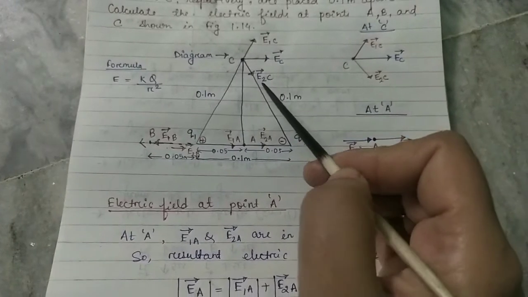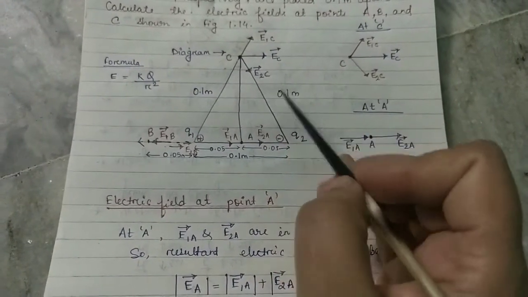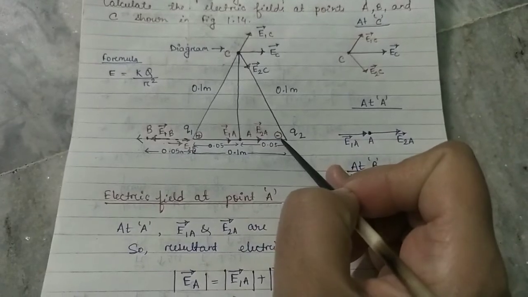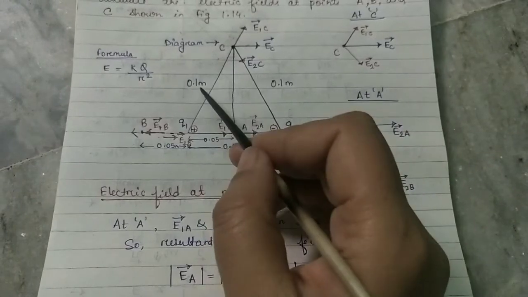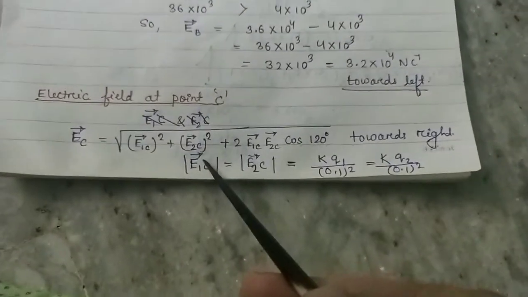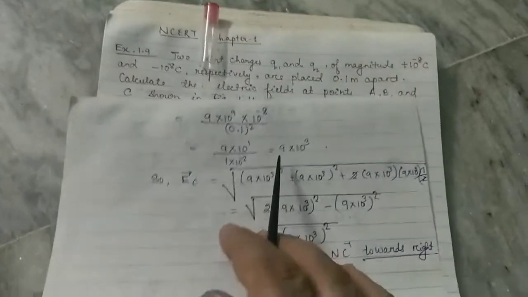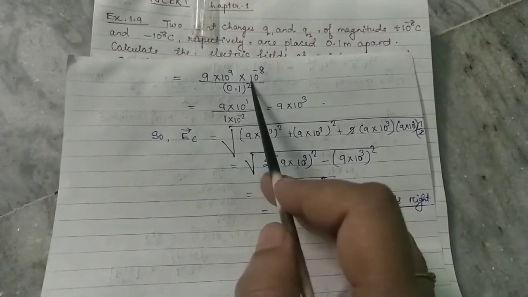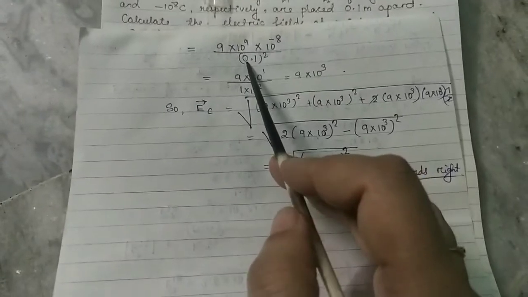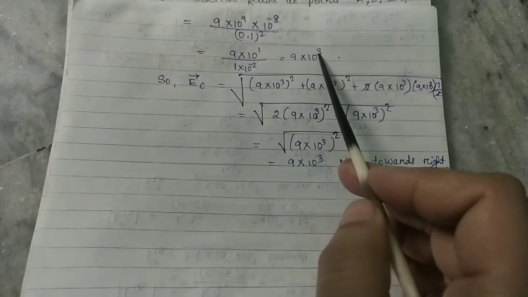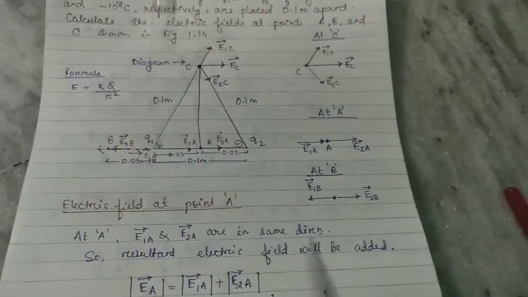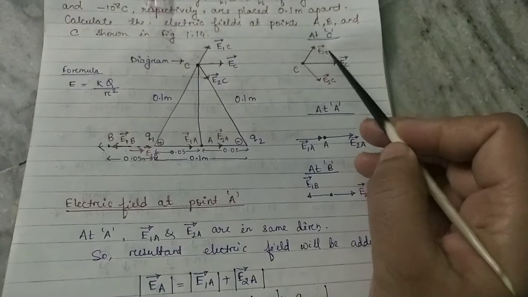E1c and E2c will also be the same in magnitude, because the magnitude of charge Q1 and Q2 is the same, and the distance is also the same, 0.1 meter here and 0.1 meter there. So the magnitude of both the fields is the same. That is, we will find 9 into 10 to the power 9 into 10 to the power minus 8, divided by the distance squared, 0.1 squared. After solving we got 9 into 10 to the power 3. What is 9 into 10 to the power 3? It is the magnitude of the field due to each charge.